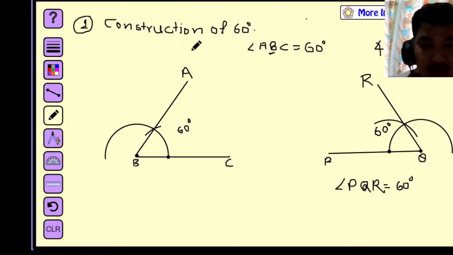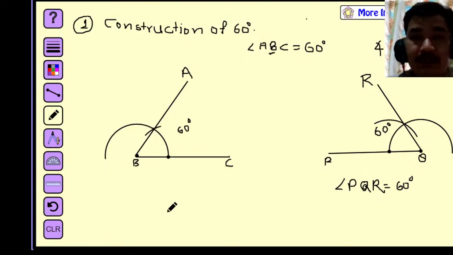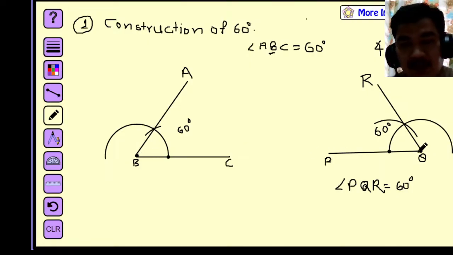This is the way to draw the 60-degree angle on the left side of this line segment, and this is the way to draw the 60-degree angle on the right side of the line segment.